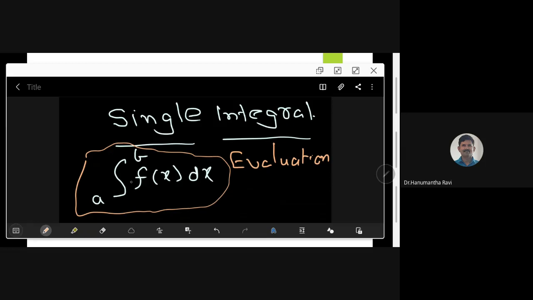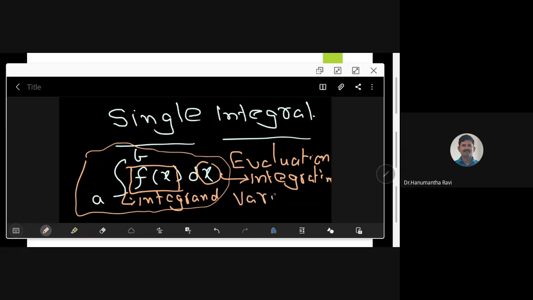As I already told during our starting discussion, this is called the integrand. I am again recalling the notations: this one is called the integrating variable, and a and b are called the limits of integration. They are called the upper and lower limits.